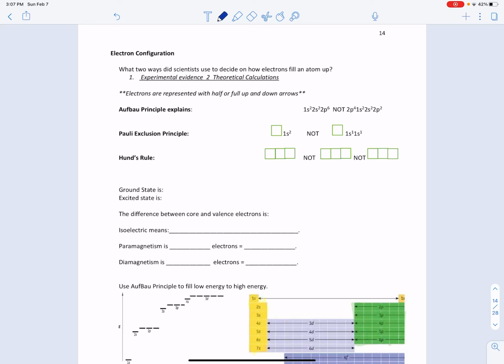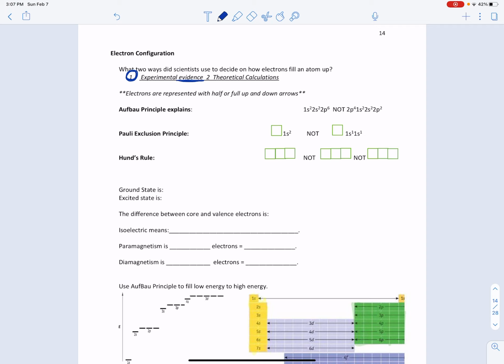You're going to have a lot of practice today with using that method to fill electrons into different atoms. You may be wondering, why did we know this, or how did we figure this out? First thing is that people began running experiments, and there was evidence that showed us that the 4s filled before the 3d, or that degenerate orbitals fill singly before pairing.